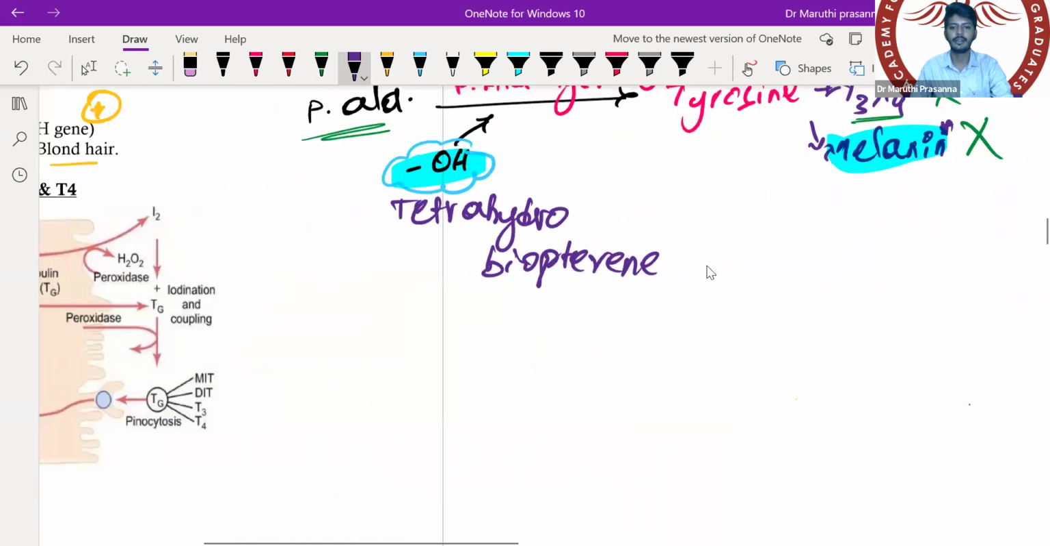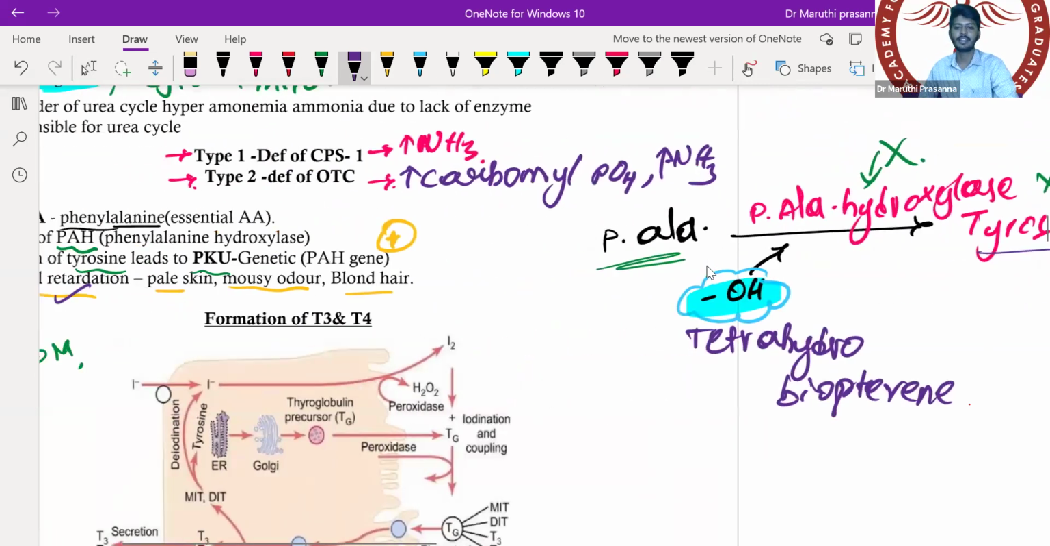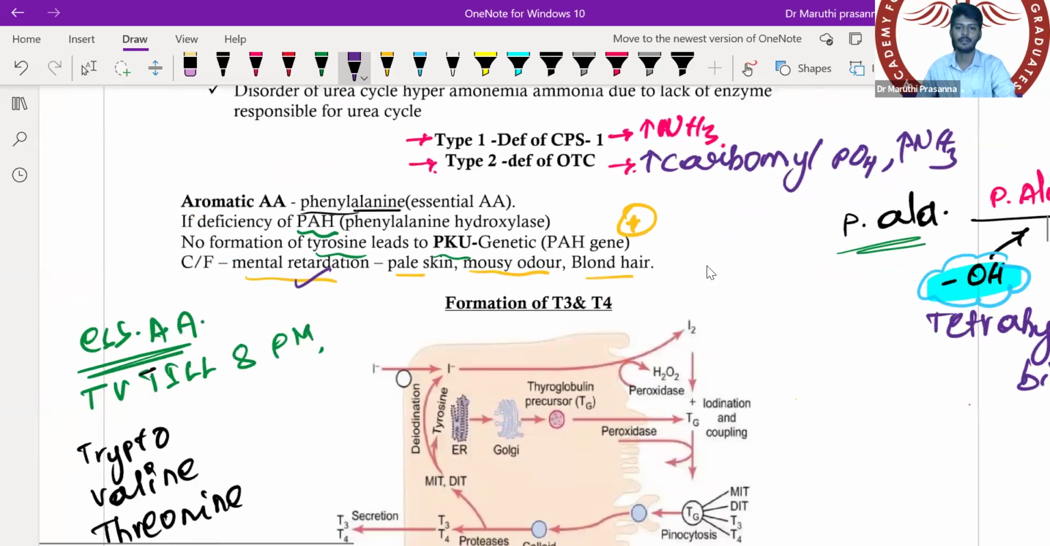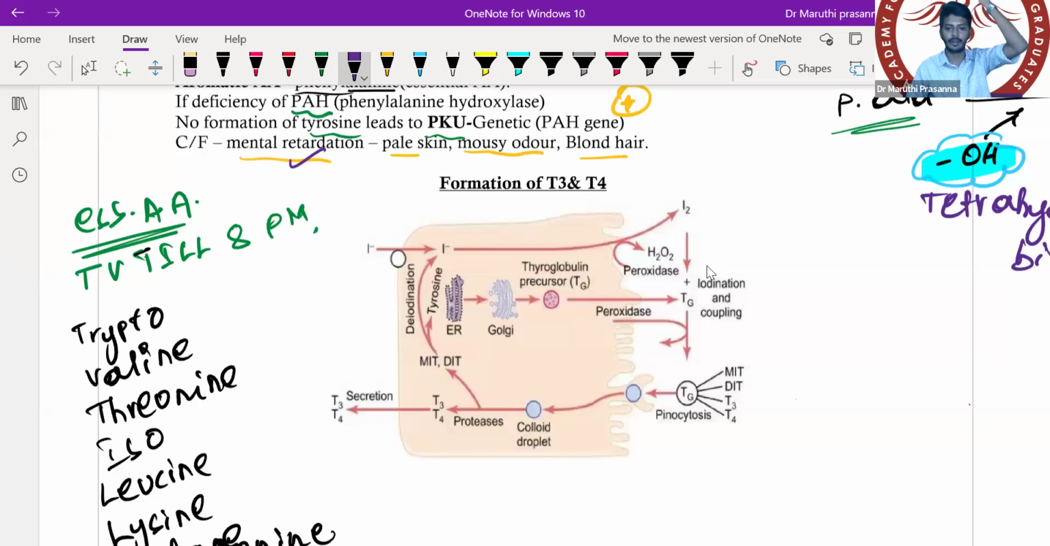Your tyrosine produces T3 and T4. So let's understand the synthesis of T3 and T4. Okay, so first what happens, my dear students, whenever you eat food which contains iodine, the iodine will be absorbed by your thyroid gland. Whenever your body has iodine, all the iodine will be absorbed by your thyroid gland.